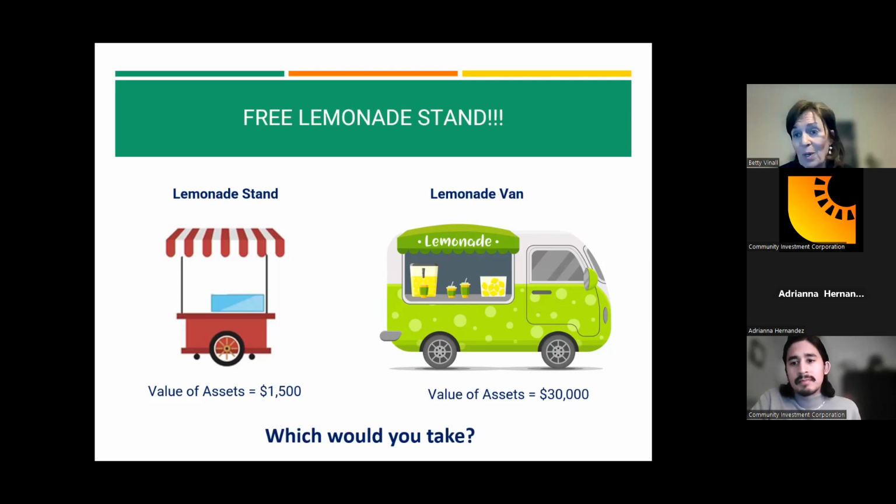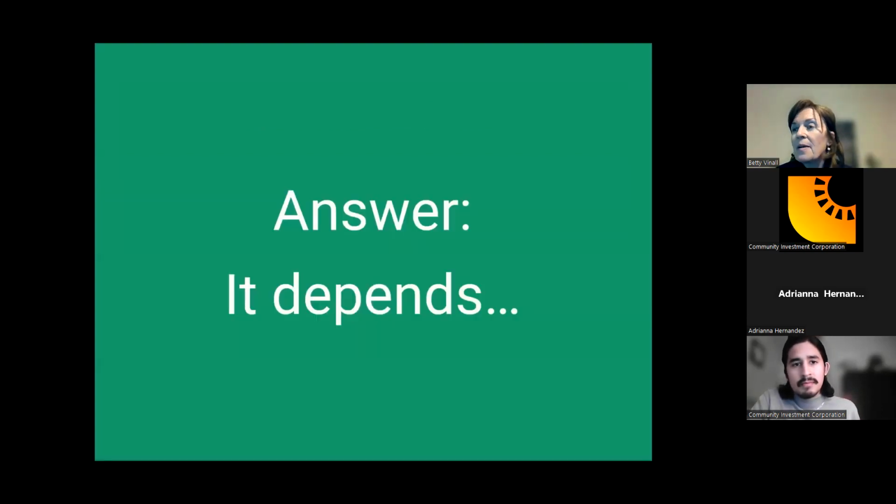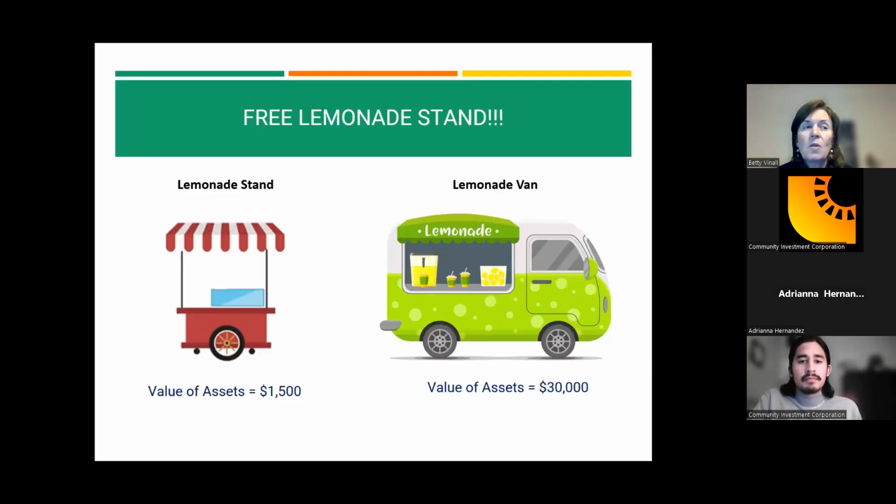The answer to which one to buy is really, it depends. And what it depends on is how their balance sheet looks. So let's start with the lemonade stand, and let's get a little bit more detail about each of these businesses. So the lemonade stand, with the asset of $1,500, that business has current liabilities of $200, giving it a net worth of $1,300. So that's what we would be gaining if we take on the lemonade stand.